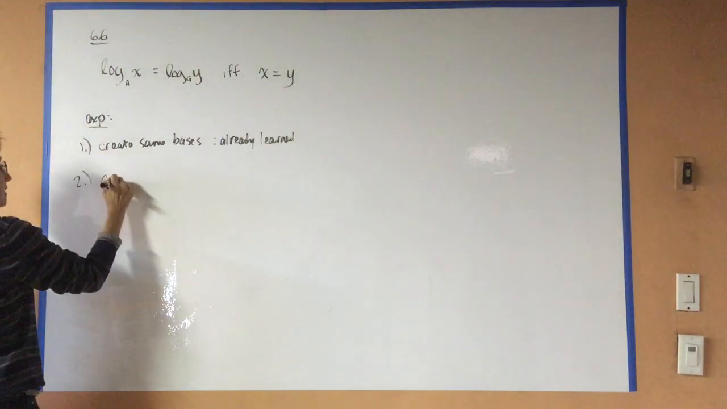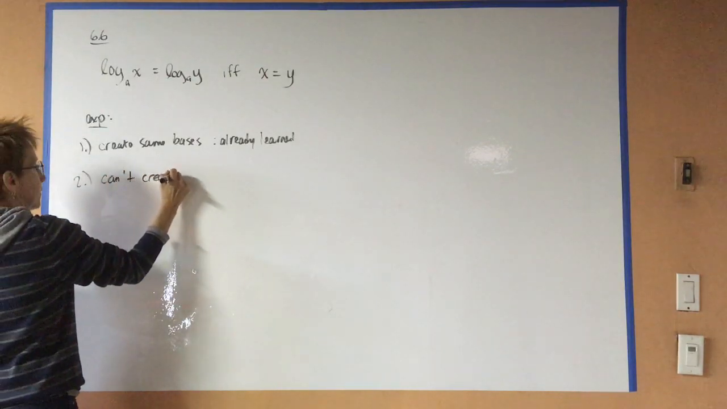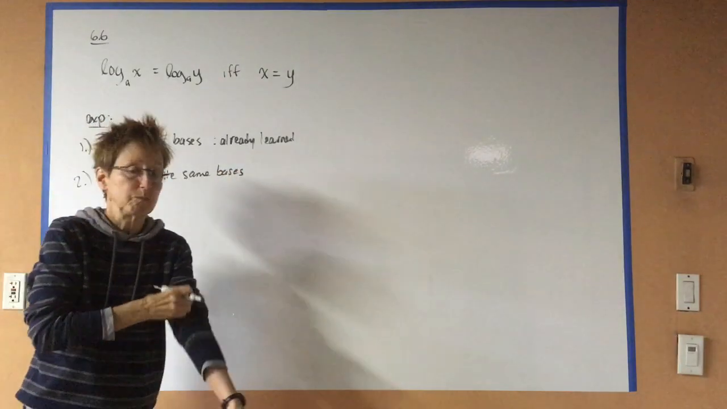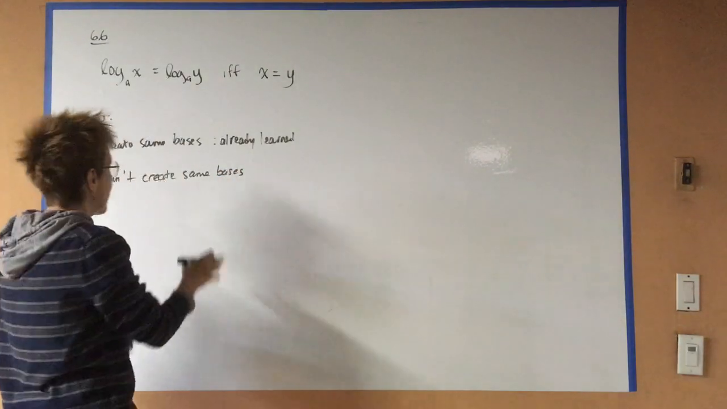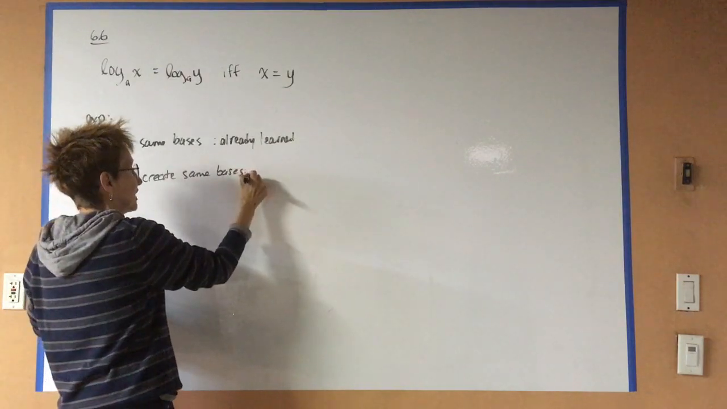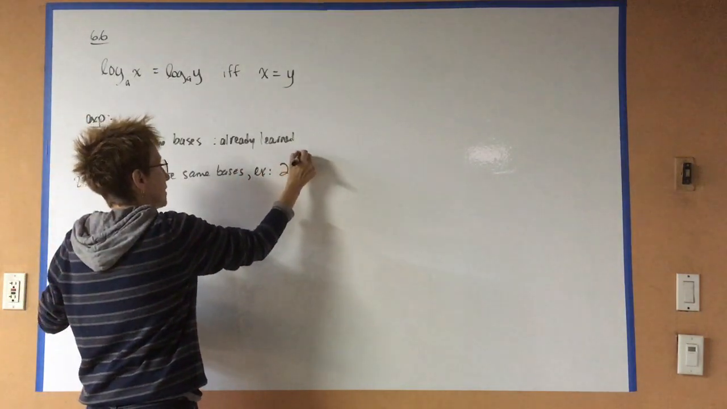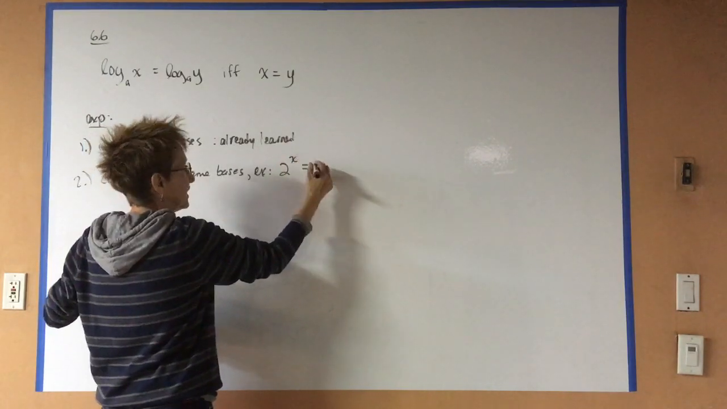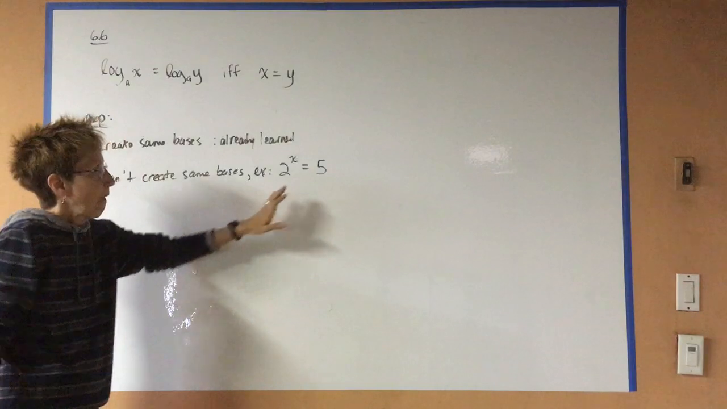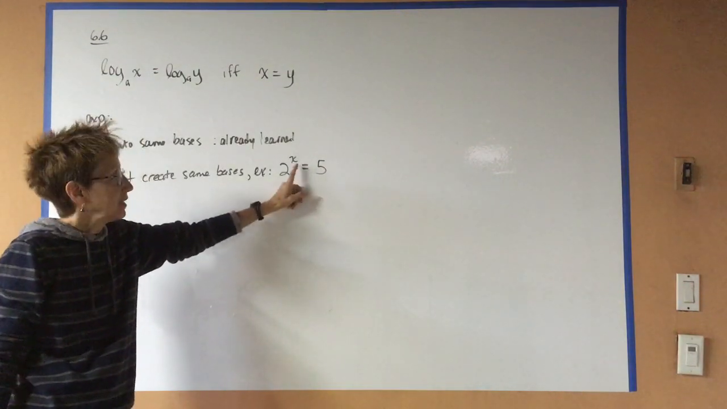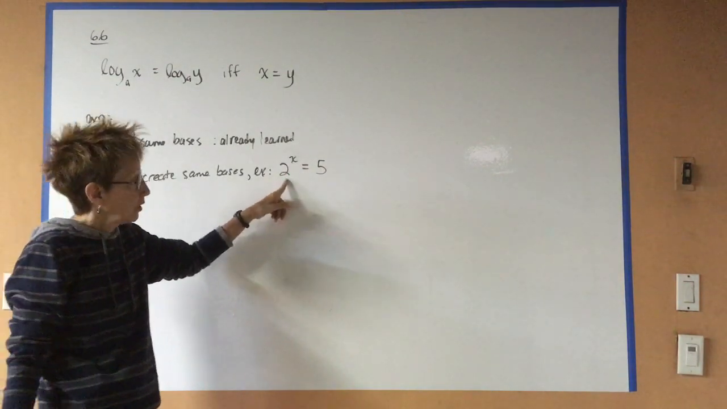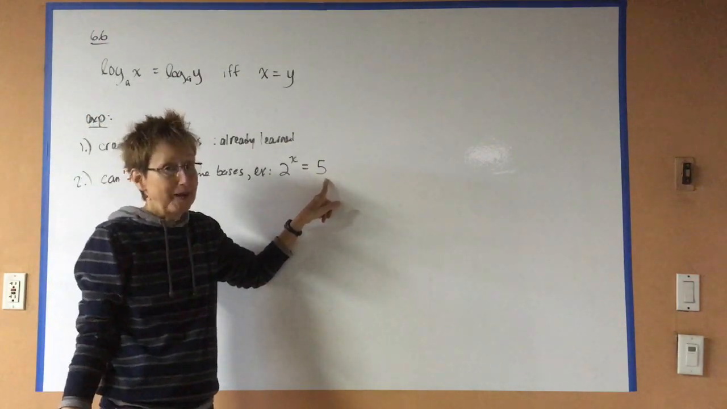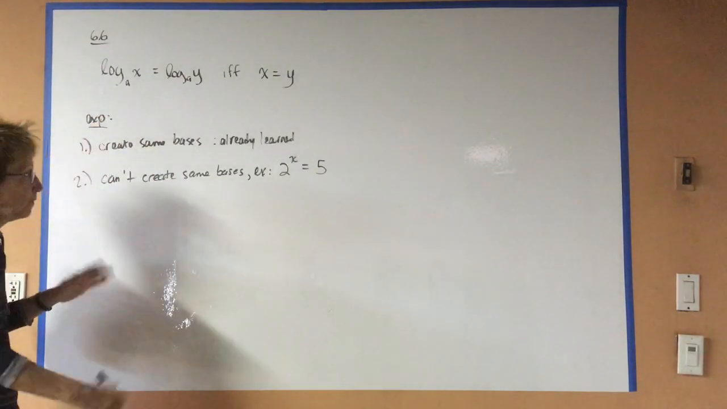If you can't create same bases, then what do you do? We were always able to create same bases. But if you can't, for example, if I have 2 to the x is equal to 5, I have a problem here. This is exponential. The base here is 2. Can I create a base of 2 with the 5? No, I can't. So then what do we do?